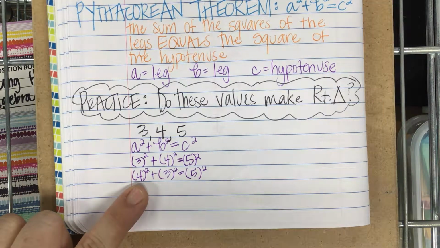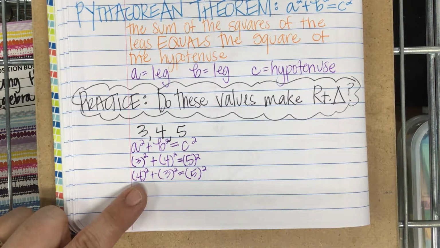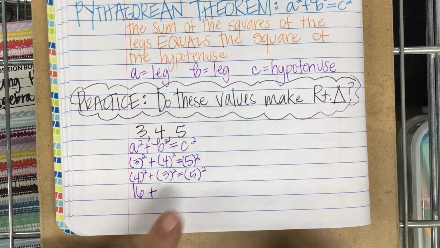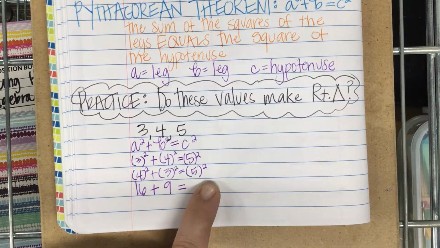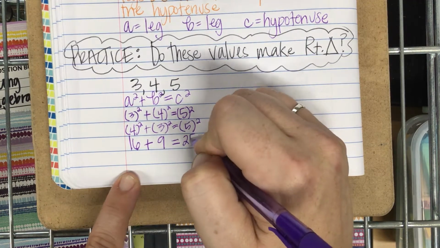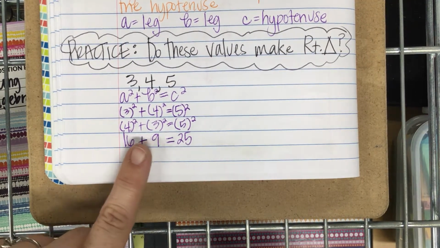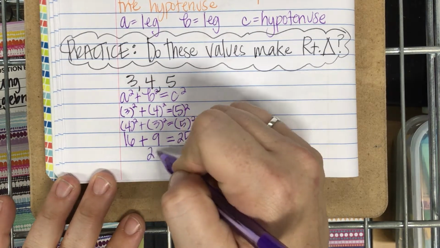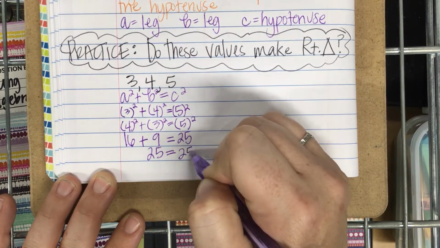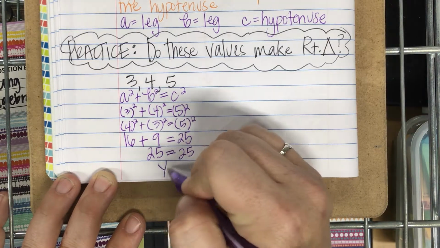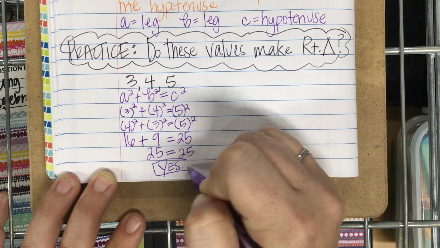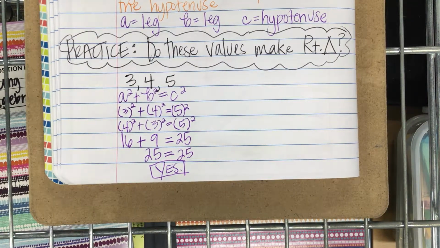What is 4 squared? Everybody. 16. There you go. Plus, what is 3 squared? 9. Equals, what is 5 squared? 25. What is 16 plus 9? 25. Ladies and gentlemen, does 25 equal 25? Yes. So do these values make a right triangle? Yes. The answer is yes. The answer is not 25 equals 25. The answer is yes.